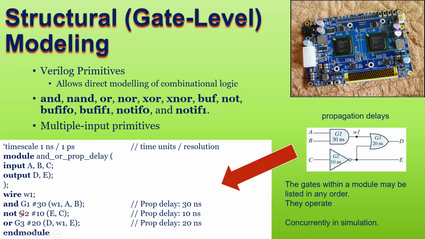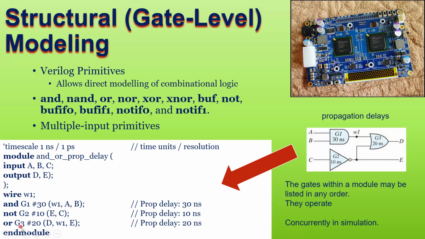So how to write this? and G1, that is gate 1, and now I introduce #30. That means the gate has a propagation delay of 30 nanoseconds, and in brackets I then define the outputs and the inputs. Now remember, the output, which is W1 in this case, must be declared before the inputs. So the output will always be first, followed by the inputs. So A, B are the inputs. Here also for the NOT gate, the delay is 10 nanoseconds, in brackets output first, which is E, and the input, which is C.